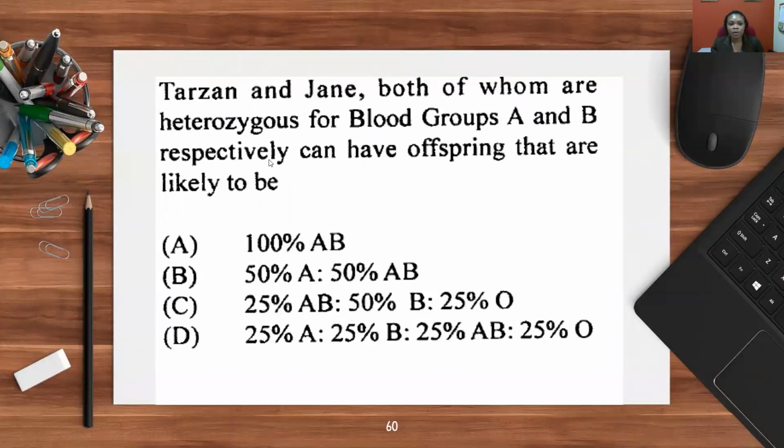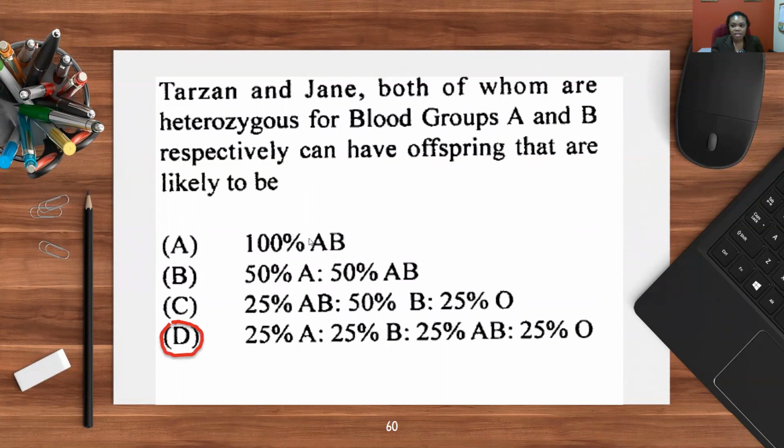Tarzan and Jane, both of whom are heterozygous for blood groups A and B, respectively, can have offspring that are likely to be A, 100% AB. So both Tarzan and Jane are heterozygous for blood groups A and B. So heterozygous means they have both a dominant and a recessive allele, right? Because if they had AB, that would be codominant. So they would have the recessive allele for blood group O. So they would have AO and BO, right? So can all the offspring be 100% AB? Nope.